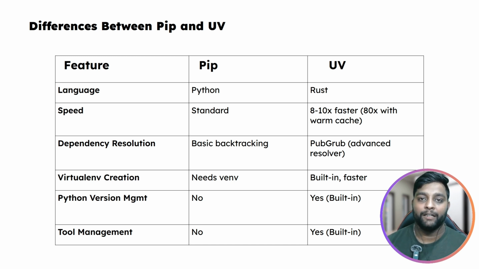Python version management: in PIP you don't have it, and in UV you have version management built in. In PIP you can, but you have to manually give it. Tool management: PIP does not have it, and UV has it built in as well.